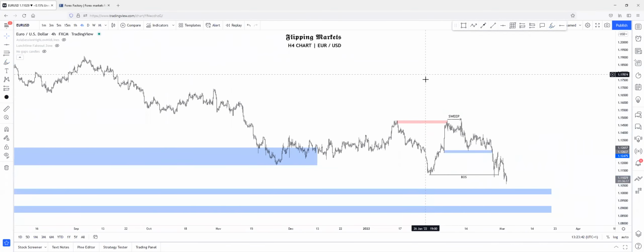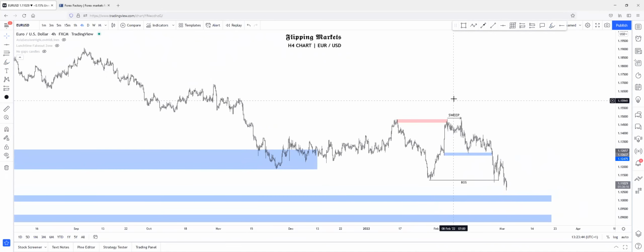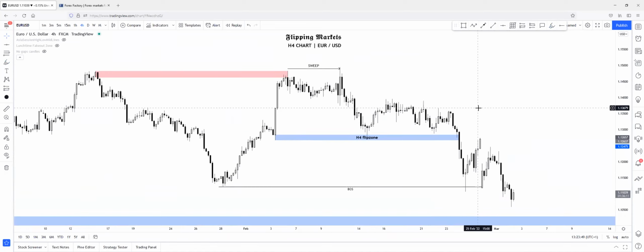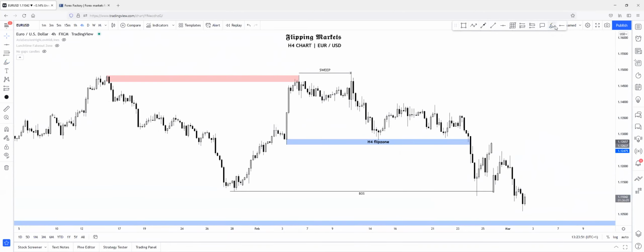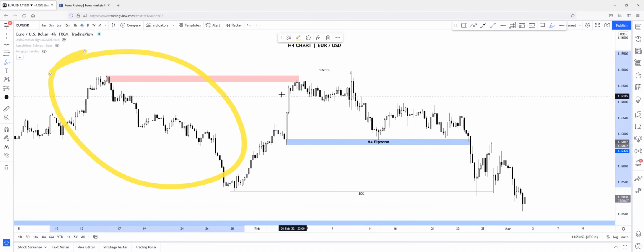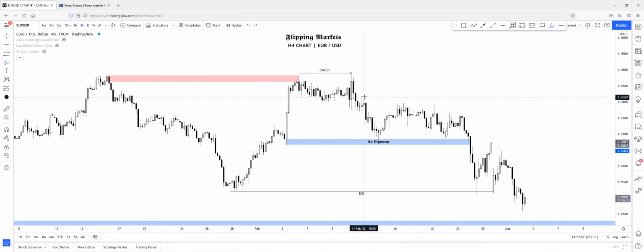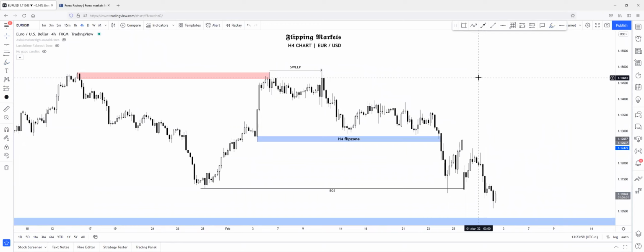Okay, but let's just continue the analysis with the 4-hour price action analysis. So what can we see on the 4-hour chart? As I said, we talked about this price action several times in the past. So let's just focus on this price action. What can we see right here? I'm asking you to draw on my screen and draw some supply zones out.